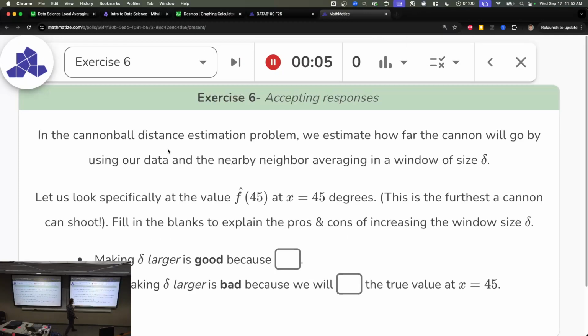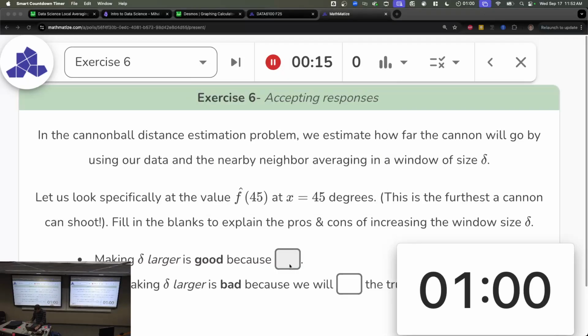Is our estimate an overestimate or an underestimate based on the picture? And okay, I guess this one you can put any word you want that we talked about already.